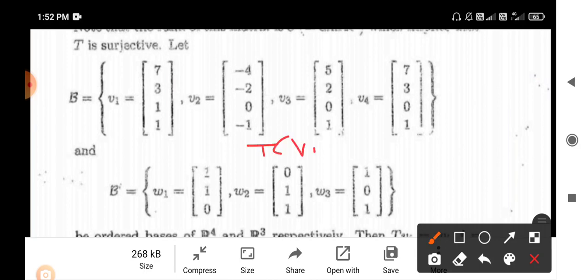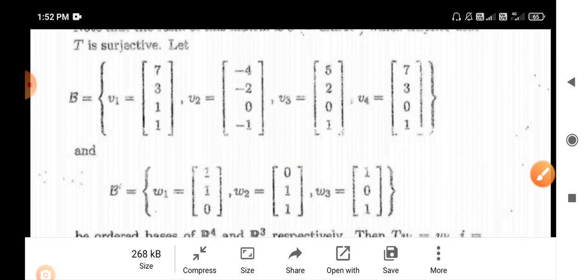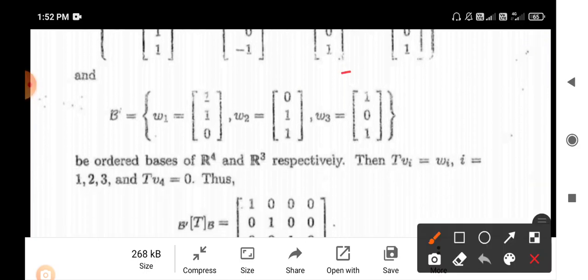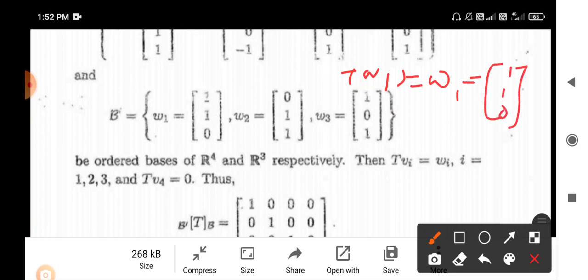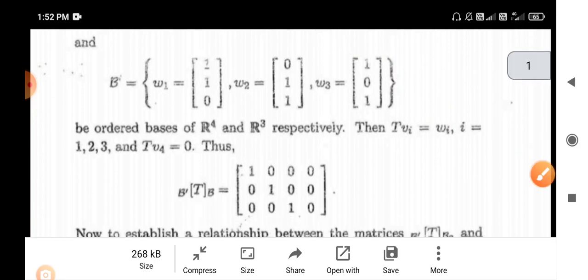So what is T of V1? T of V1 is W1, which is (1, 1, 0), and it can be written as a linear combination of the basis B dash, that is W1, W2, W3. How can we write W1? It is 1 into W1 plus 0 into W2 plus 0 into W3. So the first column vector is (1, 0, 0).